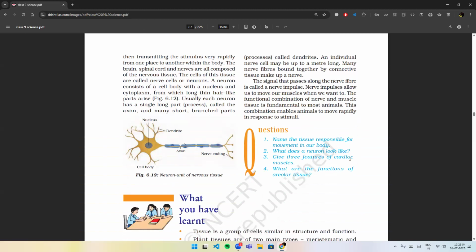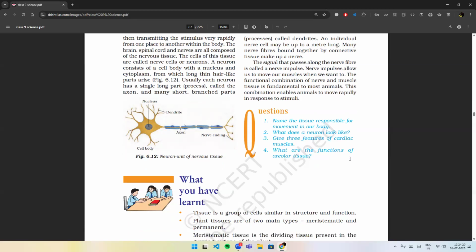A neuron consists of a cell body with a nucleus and cytoplasm from which long, thin, hair-like parts arise. Usually, each neuron has a single long process called the axon and many short branched processes called dendrites. An individual nerve cell may be up to a meter long. Many nerve fibers bound together by connective tissue make up a nerve. The signal that passes along the nerve fiber is called a nerve impulse.